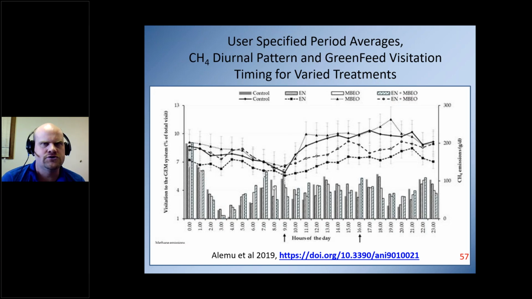And so if you're using GreenFeed and you go to publish a paper and the reviewer asks you, what is the effect of the diurnal pattern on the GreenFeed emission rates? Authors usually just determine the diurnal pattern for each treatment and present that inside the paper, where it can become obvious that specific treatments are either having an effect at specific times of the day, or in this case, over the entire course of the day.